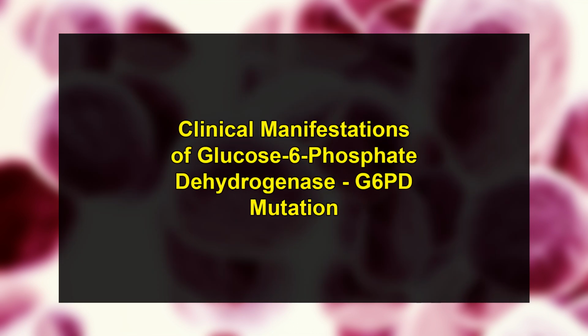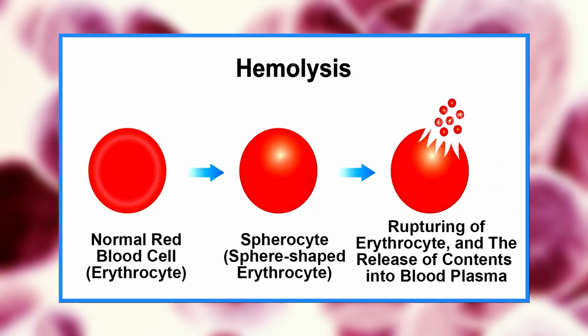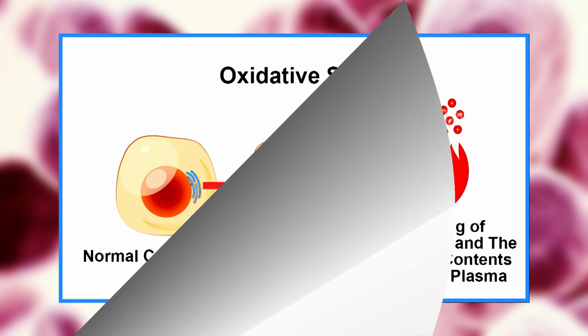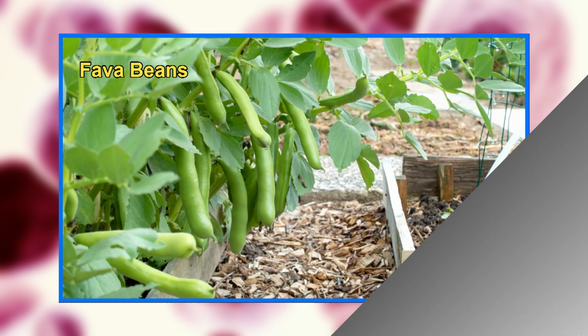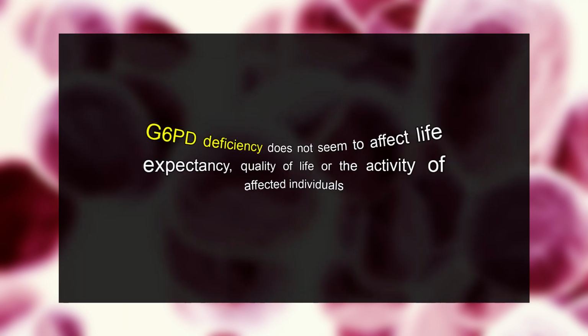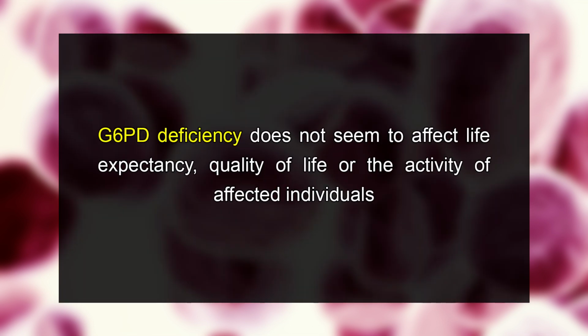Dear students, let's understand the clinical manifestation of glucose 6-phosphate dehydrogenase mutation. Fortunately, most G6PD deficient individuals are asymptomatic throughout their life and unaware of their status. The illness generally manifests as acute hemolysis, which usually arises when red blood cells undergo oxidative stress triggered by agents such as drugs, infection, or the ingestion of fava beans. Glucose 6-phosphate dehydrogenase deficiency does not seem to affect life expectancy, quality of life, or the activity of affected individuals.